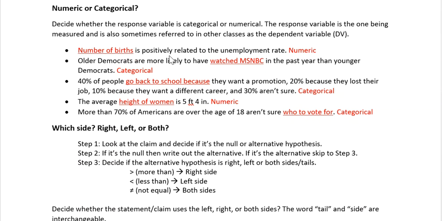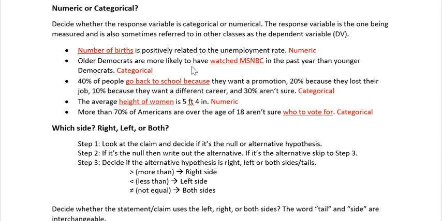The number of births is positively related to the employment rate. So what we're actually measuring here is our number of births, but technically we're also measuring unemployment rate. And in this case, that's okay because both number of births and, if you wanted to say unemployment rate, because we're kind of looking at both of them, they're both a number, so they're numeric. So not a big deal.